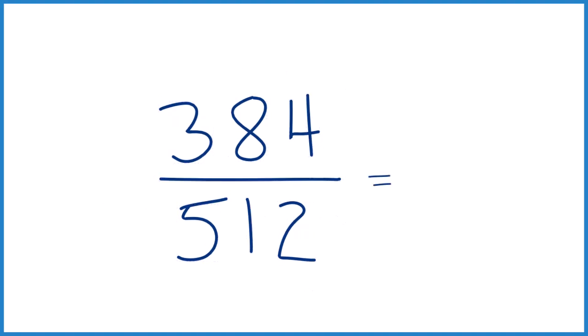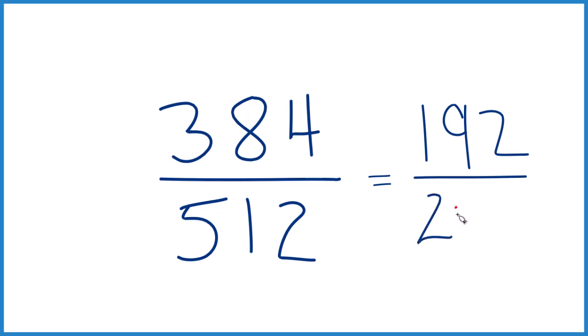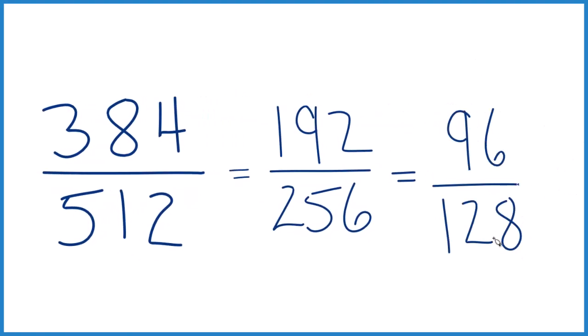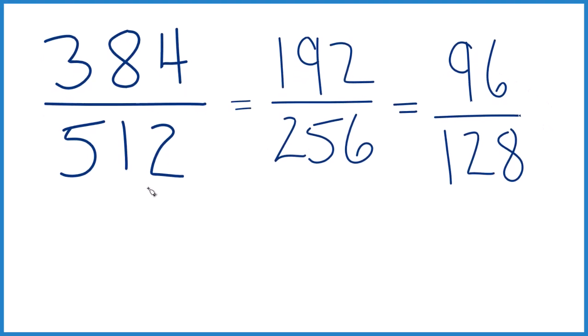So 384 divided by 2 is 192. And 512 divided by 2 is 256. And again, we have two even numbers, so we can divide these by 2 again. When we do that, 96 over 128, I'm just going to divide that by 2. I get 48 over 64, and I'm going to do it one more time.